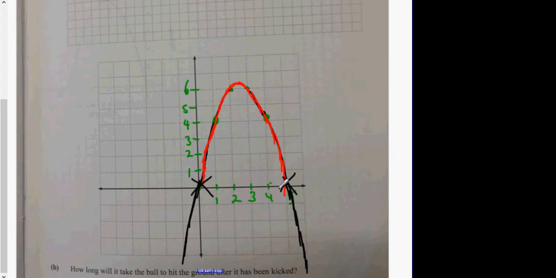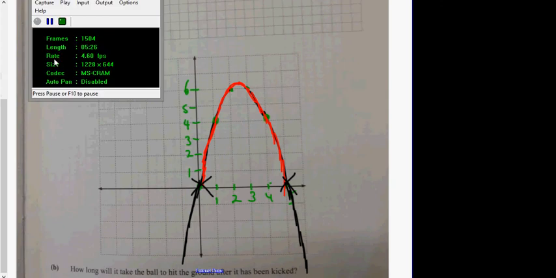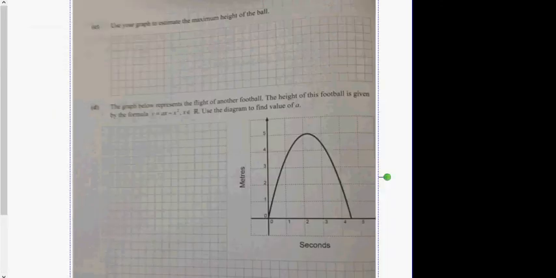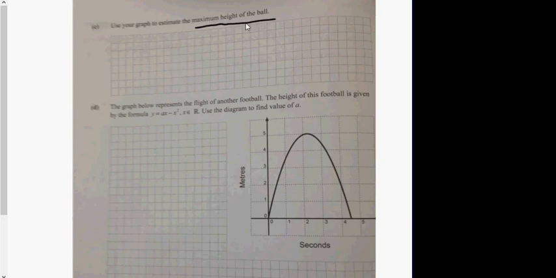That's what it means. The Gaelic ball can't go through the ground, so it can't be a negative number. Yeah, I got that. Use your graph to estimate the maximum height of the ball. The maximum height of the ball is where the y value is the biggest, because the height of the ball is the y value. Okay, it says that in part 1 of the question. You can see it here.